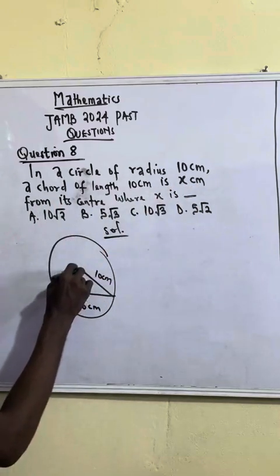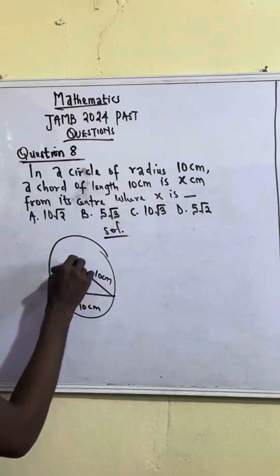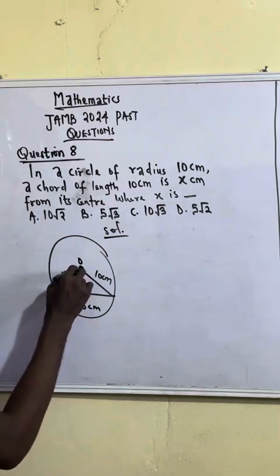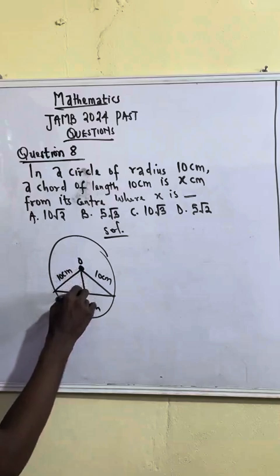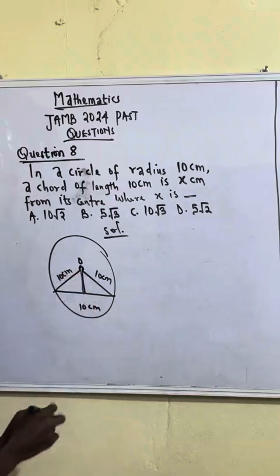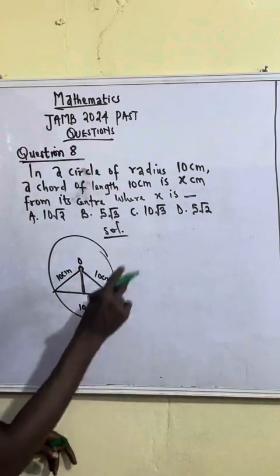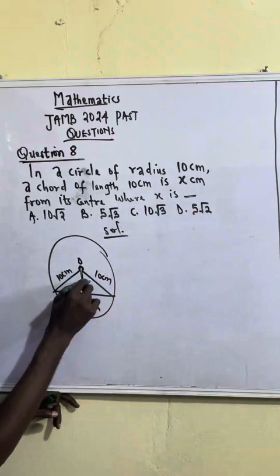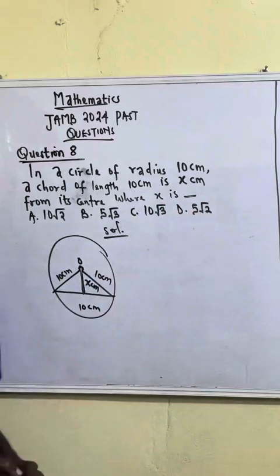So if I draw the distance between the center, this is the center O of the circle. If I draw the distance between the center and this chord, they said it is x centimeter. Let me put x centimeter here. So that is x centimeter.